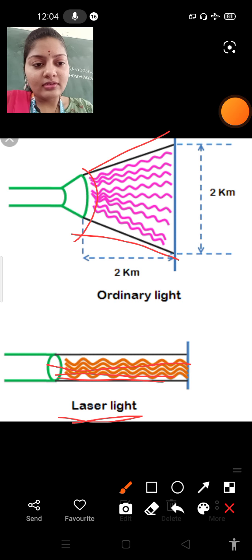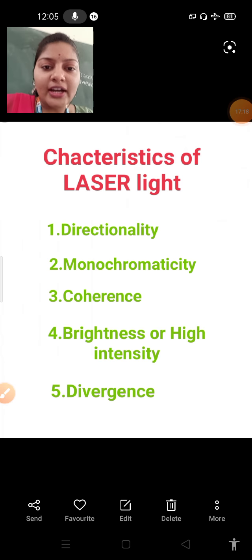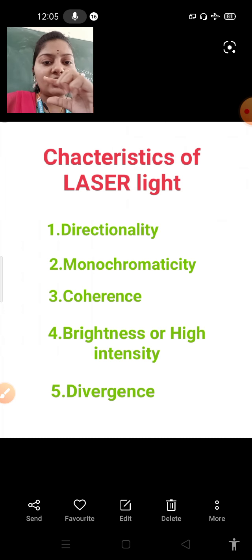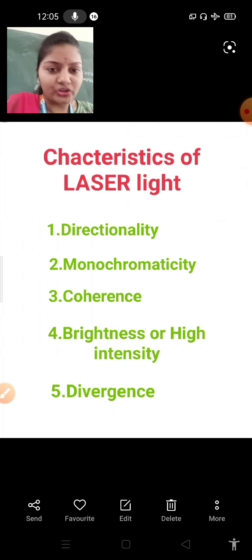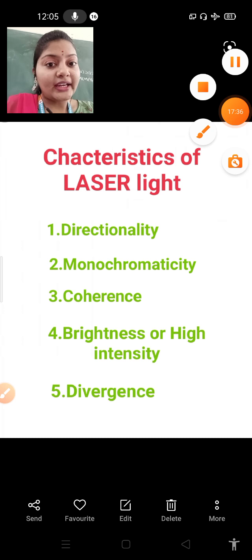In the previous slide, we understood that laser light always moves in a straight line without any deviation. So that is what high directionality means. Laser light has high directionality.